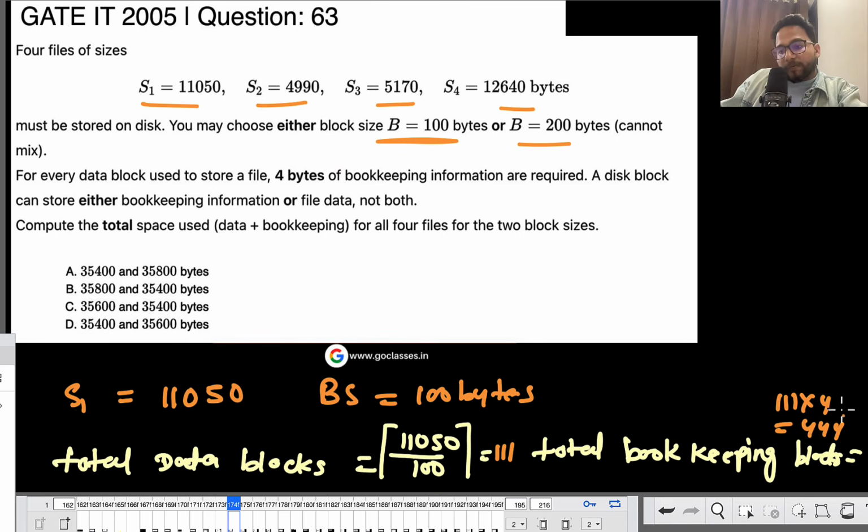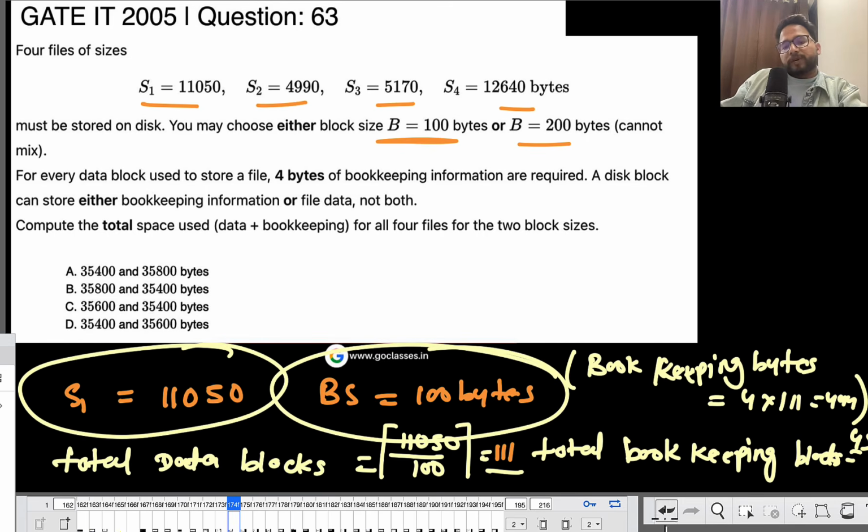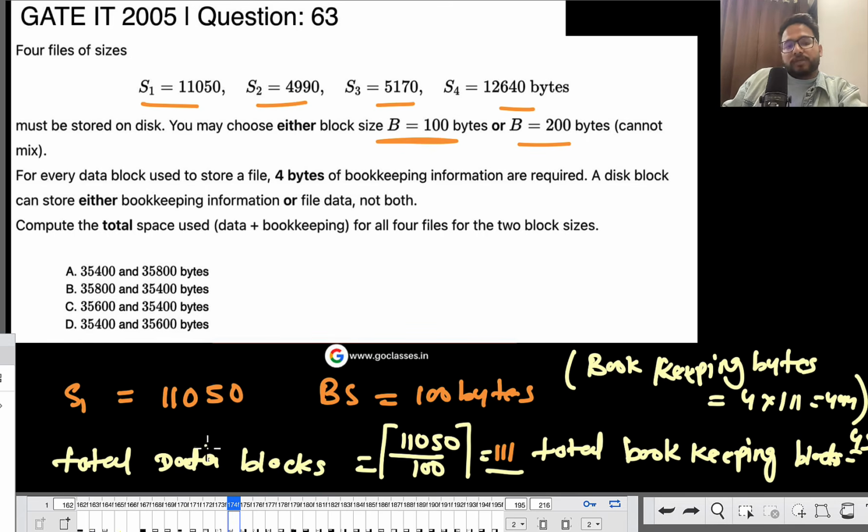So basically these many bytes are what you need for bookkeeping, so you divide by 100. See, bookkeeping bytes you can write separately, which are 4 into 111, which is 444 bytes. Divide by 100, which is 4.44, so that is 5. So 5 blocks you will be needing. So 111 plus this will be the total number of blocks for this file if you are using a block size of 100. So see, you just need to calculate two things.